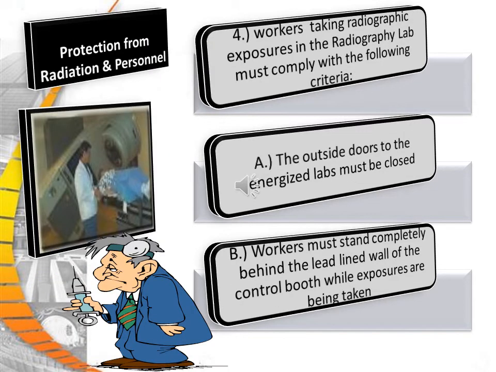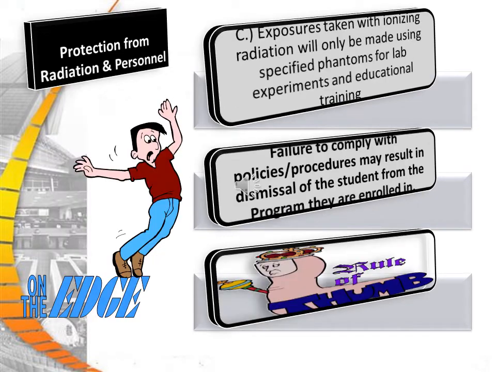Workers taking radiographic exposures in a radiography lab must comply with the following criteria. All outside doors to the energized lab must be closed, and workers must stand completely behind a lead-lined wall of the control booth when exposures are being taken. Exposures taken with ionizing radiation will only be made using specific phantoms for lab experiments and educational training.